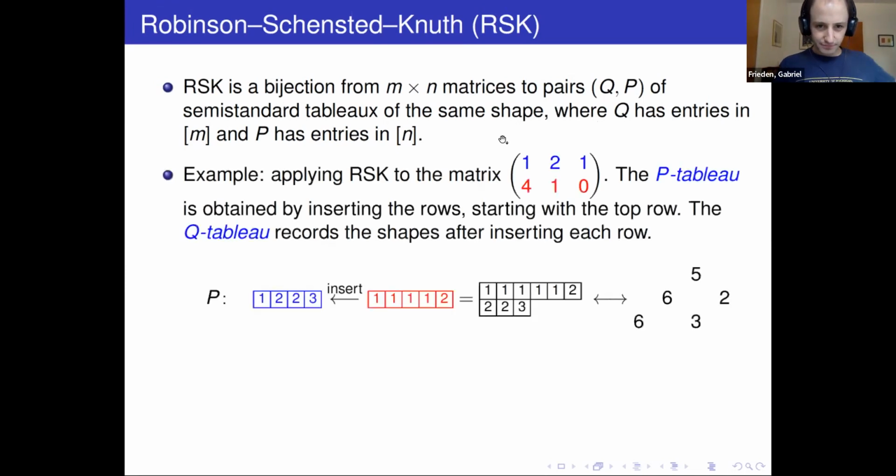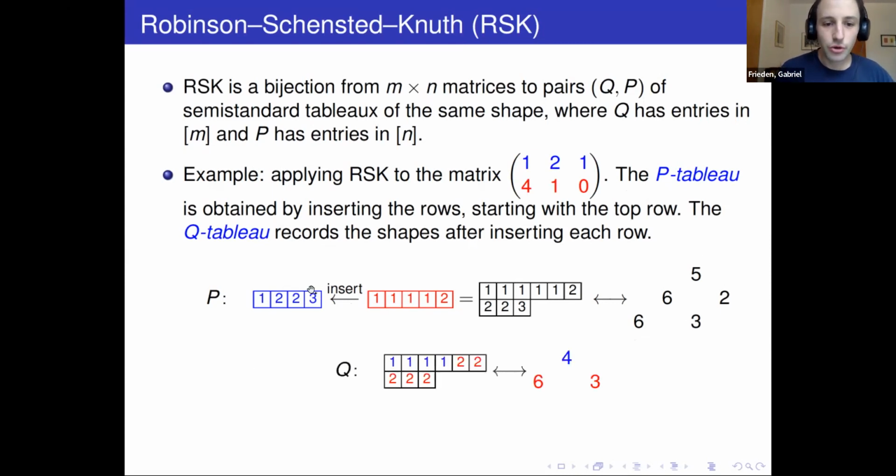So the P tableau, or the insertion tableau, as it's usually called, is obtained by inserting the rows starting with the top row. So the top row corresponds to 1, 2, 2, 3. The second row is 1, 1, 1, 1, 2. So if I do Schensted insertion, if you don't know what that is, don't worry about it. But if you do, I'm just inserting 1, 1, 1, 1, 2 into this row, and I obtain this two-row tableau, which then has this Gelfand-Tsetlin pattern.